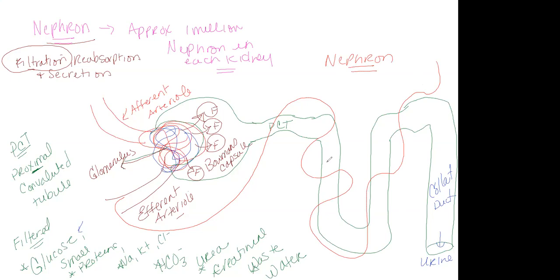The other parts of the nephron that we have here: we have the descending limb, the descending limb of the loop of Henle. Let's write that up here. LOH is referred to as the loop of Henle. All right. I've got to put you on pause here for 1 second.